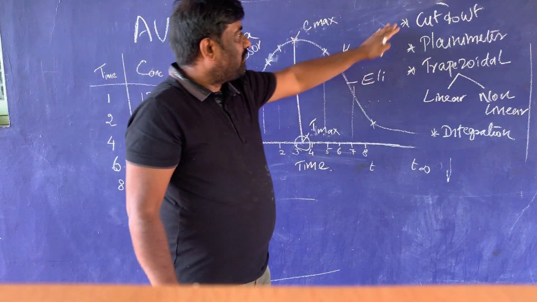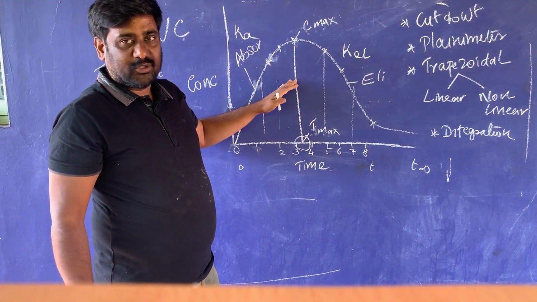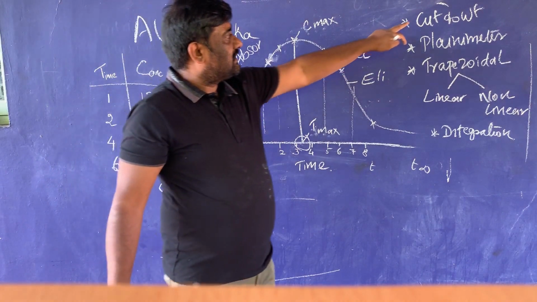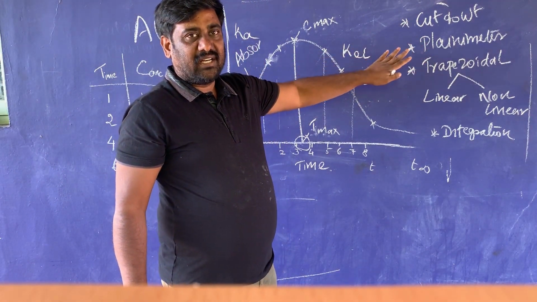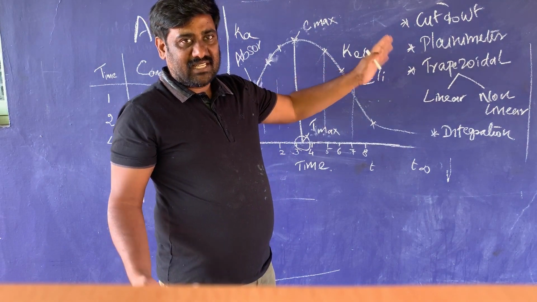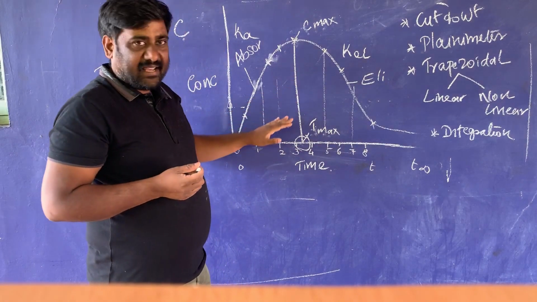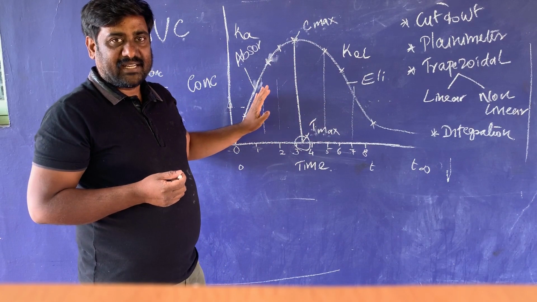Okay. So now we'll see the second main task, how to calculate AUC. See, this is the way you have plotted the graph. In case, the cut and weigh or planimeter method we'll use only to calculate the relative bioavailability. It's nothing but we are comparing one with another. So if you plot the graph, x-axis, y-axis, you know the pattern of the graph.